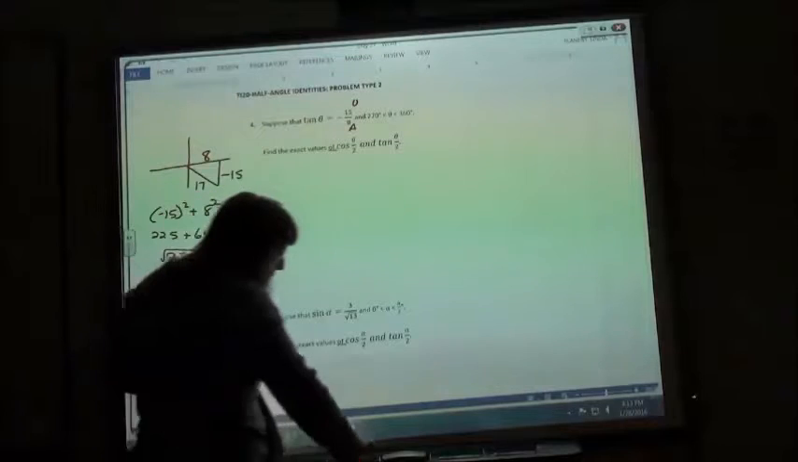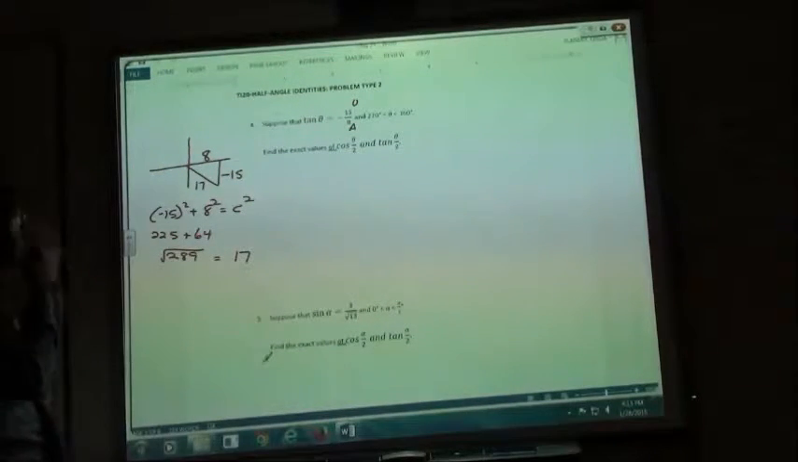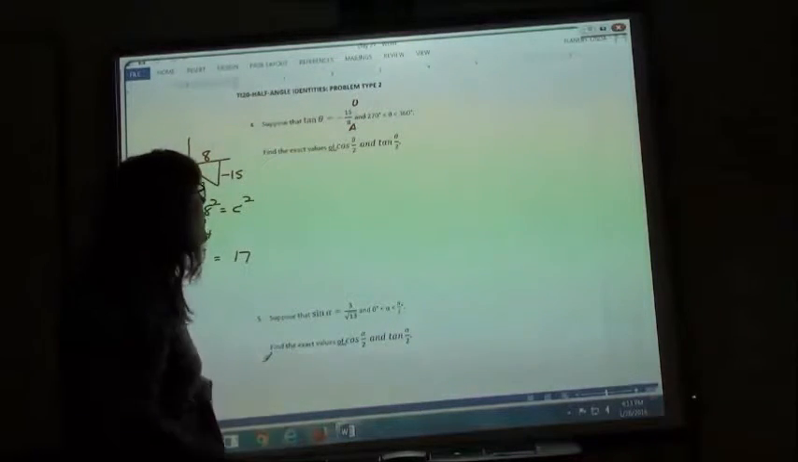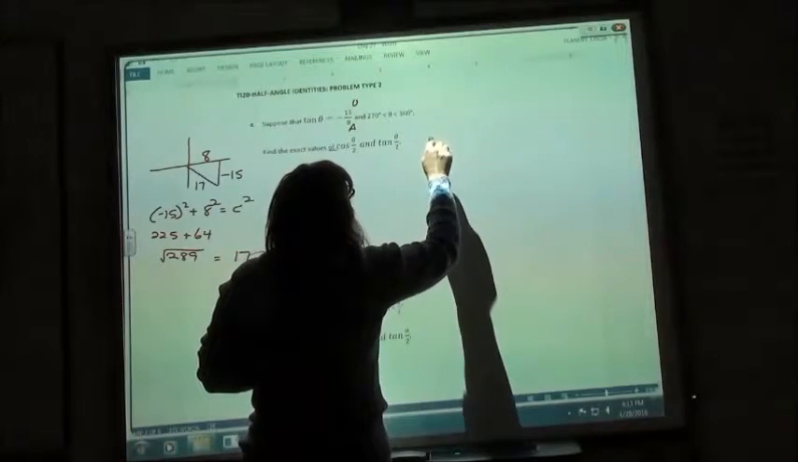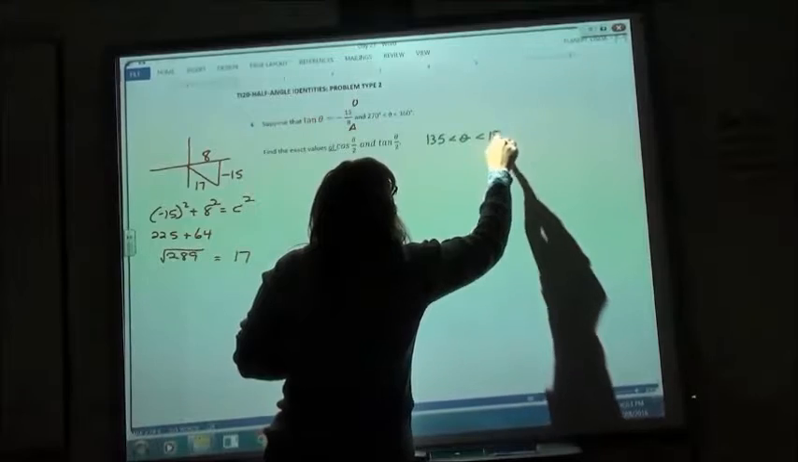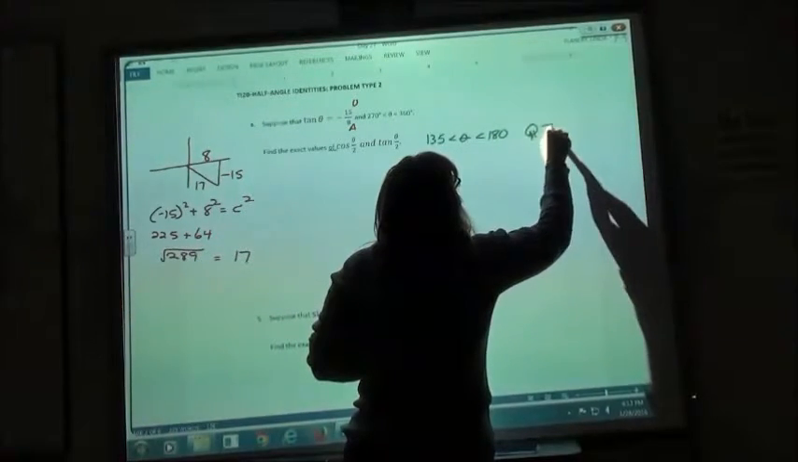Now when I'm doing my half angles, I want to figure out what quadrant my half angle is in so I know if my cosine or my sine is going to be positive or negative. So here my half angle would be half of those between 135 and 180. So my half angles are going to be in quadrant 2.